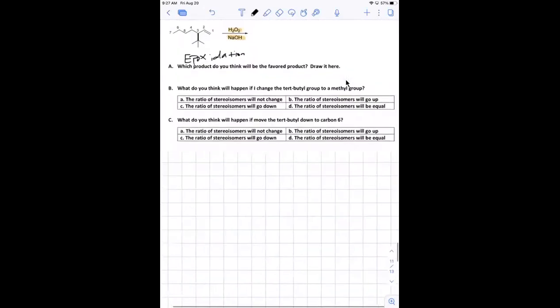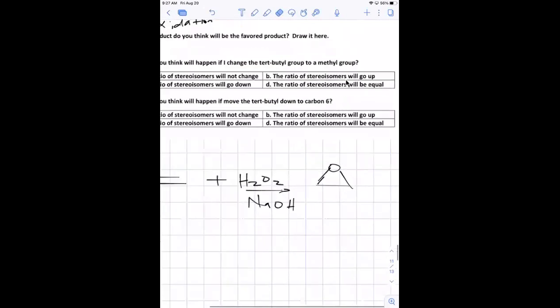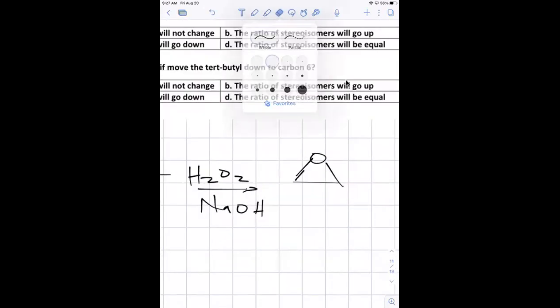Right, remember from organic one, when you take an alkene plus hydrogen peroxide and sodium hydroxide, you get an epoxide, a cyclic ether. Y'all remember that? If you took my class, you should, because we talked about this quite a bit. And we talked about how to open them up too.